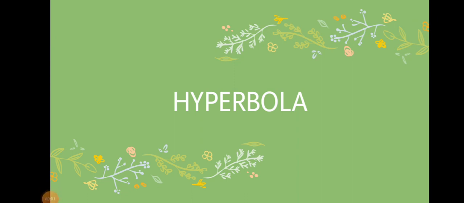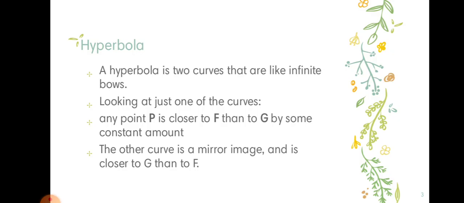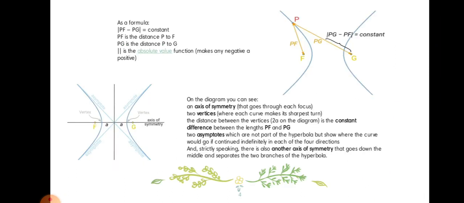So now we're going to discuss the hyperbola. What is a hyperbola? A hyperbola is two curves that are like infinite bows. Looking at just one of the curves, any point P is closer to F than to G by some constant amount. The other curve is a mirror image and it is closer to G than to F. Here you can see as a formula, the absolute value of PF minus PG is constant.